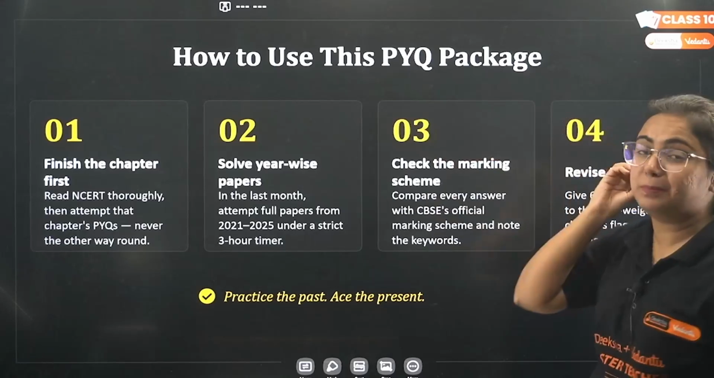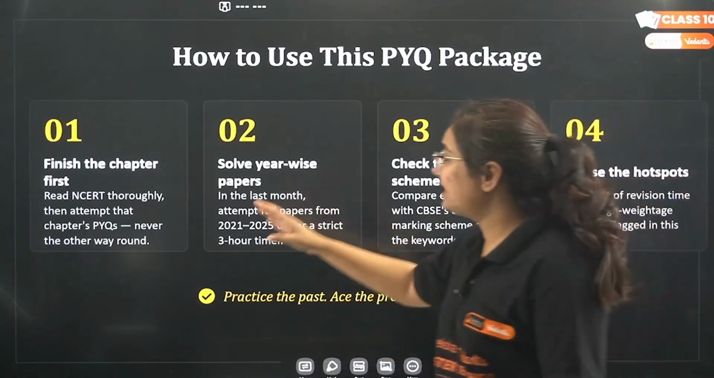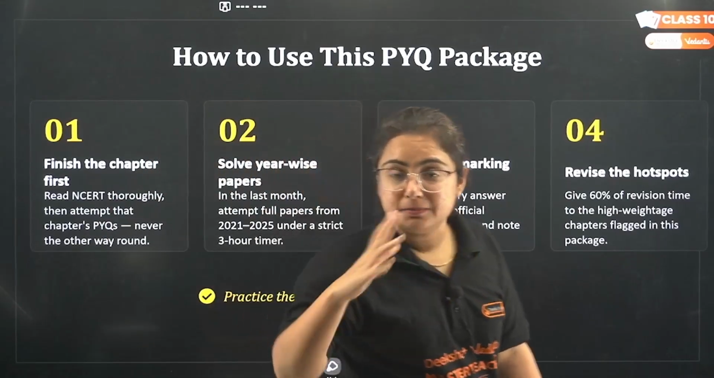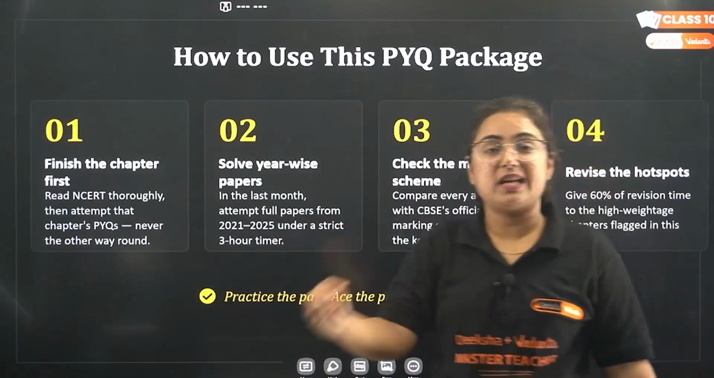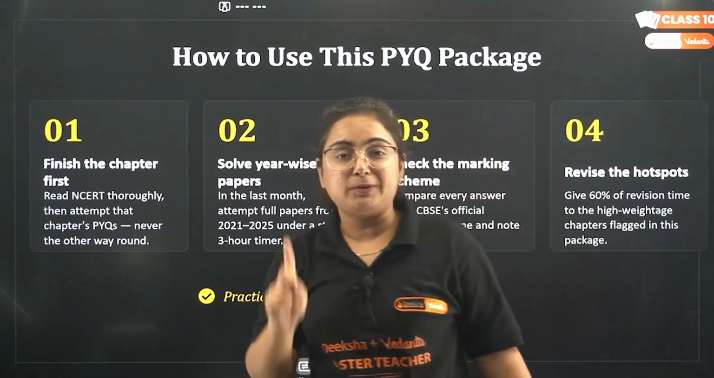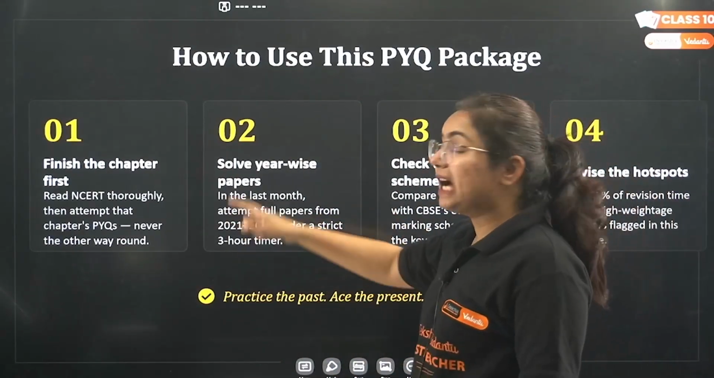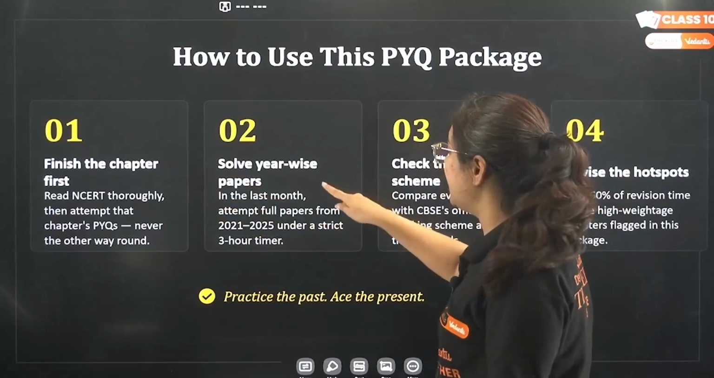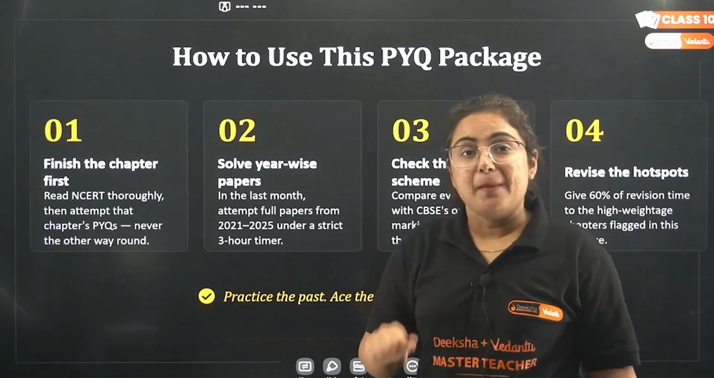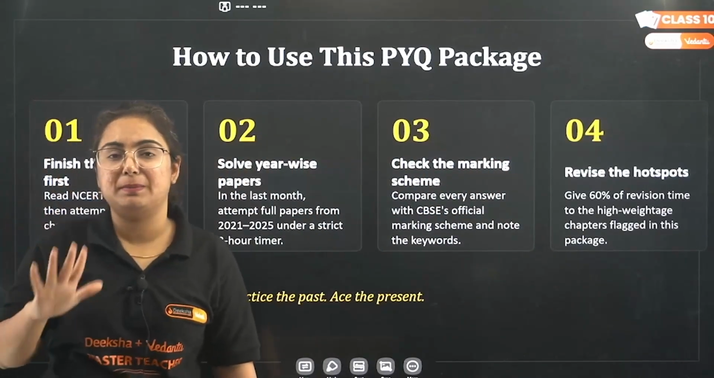How to use this PYQ package is one of the most important things. The first thing is finish the chapter first. I do not mean by this that you finish all the chapters first. No. Finish one chapter first. For example, you are done with the chapter power sharing. Now solve the previous year questions that came from this chapter. By previous year questions, right now I mean the last 5 years' question papers only.